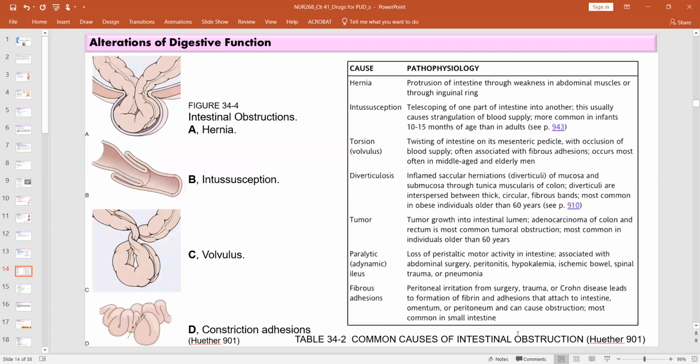So these are different causes of intestinal obstruction, like intussusception, which is like telescoping of the GI tract within the intestines, and volvulus, which is more of a strangulation and twisting, and that will result in necrosis.